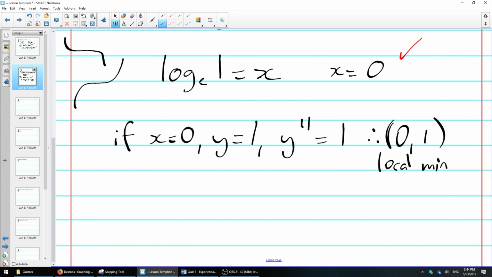Absolute min. No, it's like another word that you can put here instead. I think I don't know what it's called, but it's always nature. Concavity.